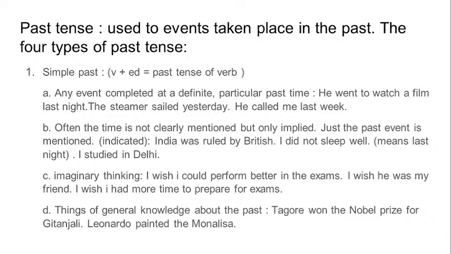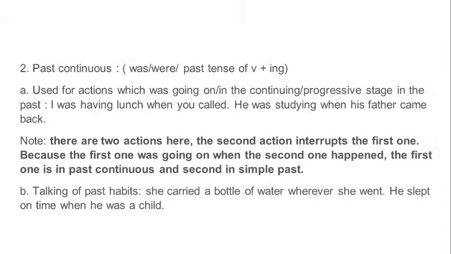Was is the past tense of what? Is. I did not sleep well. Did is the past tense of do. Could, as I said, is the past tense of can. He was, I discussed. Had is again the past tense of have. Won is the past tense of win. Painted, the past tense of paint. Like this.